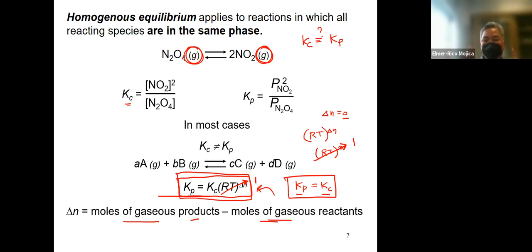Now, how does Kp relate to Kc? What's the law that binds them together? What's the law that binds pressure with concentration? Are you familiar with this? What is this? Ideal gas. Okay, that's the ideal gas law.